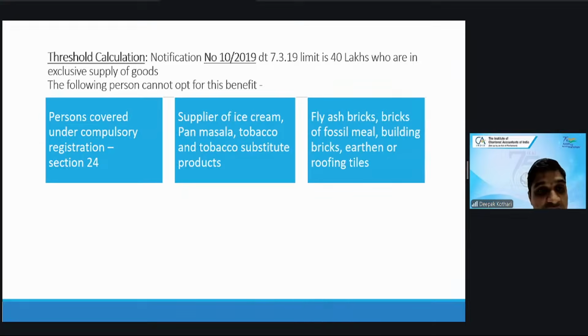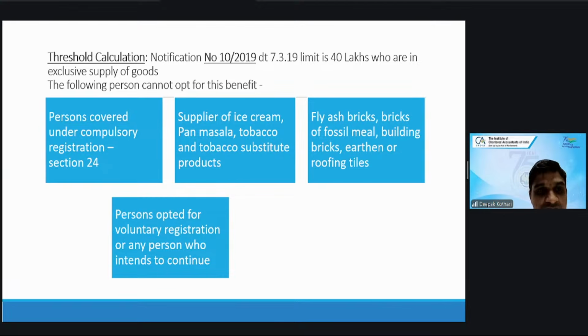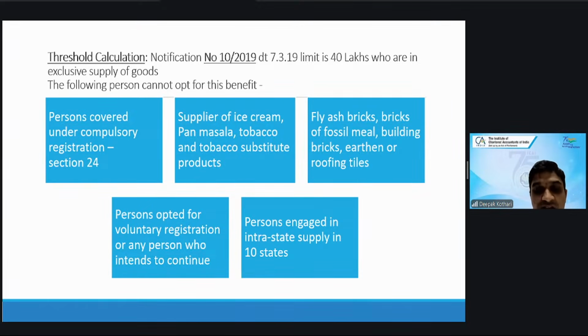Then supplier of ice cream, pan masala, tobacco products, fly ash bricks, bricks of fossil meal, building bricks, earthen or roofing tiles, person opting for voluntary registration, and person engaged in intra-state supply in 10 states. So apart from this, a supplier of ice cream cannot take the benefit of 40 lakh rupees. Supplier of fly ash bricks and other bricks cannot take the benefit of 40 lakh rupees. Once they cross 20 lakhs, they will have to take compulsory registration.